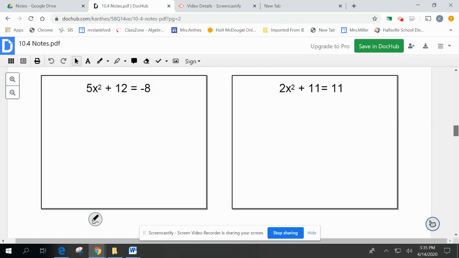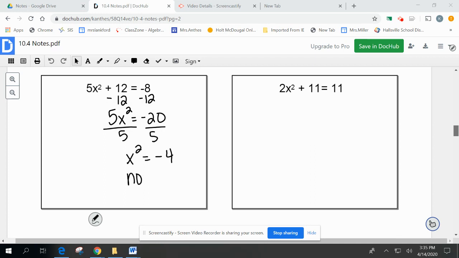All right, now we're getting a little more complicated. So we're looking at multi-step equations. First we would add or subtract. So subtract 12. 5x squared equals negative 20. And divide by 5. So x squared equals negative 4. At this point, we can't do that. So you're going to write no solution.